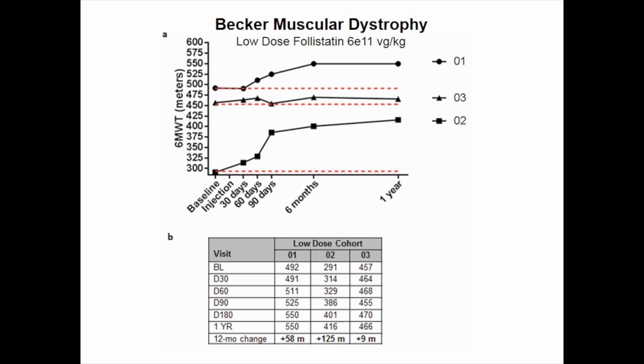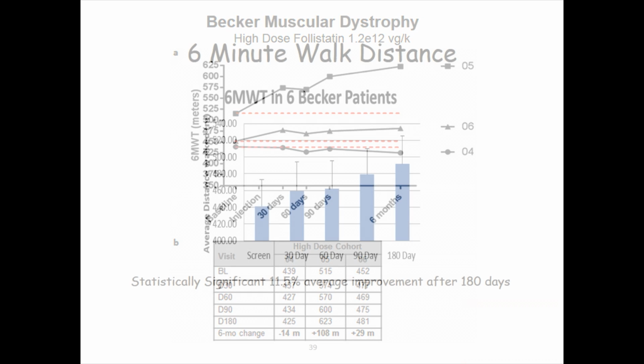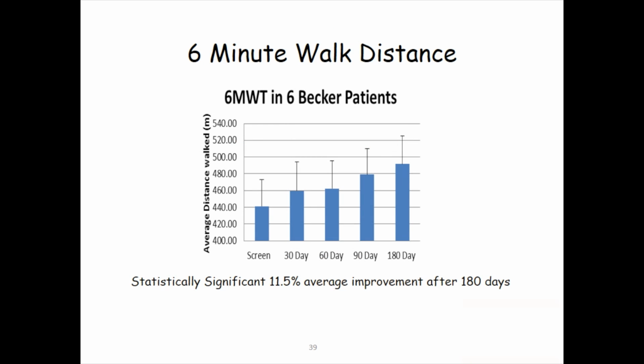Not everybody responds. And then we did it at a higher dose, and we found pretty much similar results. One patient improved 108 meters in the 6-minute walk distance. Another one improved 29, and one did not improve. So out of 6 patients, 4 improved. And when we measure the 6-minute walk distance, it was a steady progression that we saw over a 6-month period. So this was very gratifying.